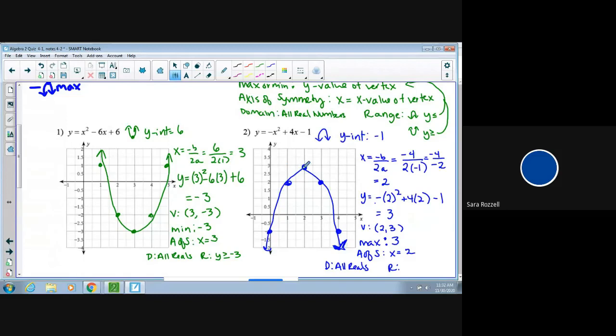And the range, we know we have 3 in there, and we have a y value, but is this one going to be greater than 3 or less than 3? Alex, what do you think? Greater than 3 or less than 3? Right, so y is less than or equal to 3.